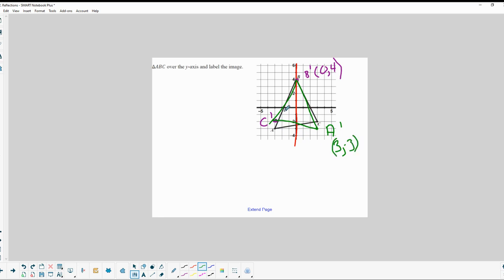And this one would be negative 1, 2, 3, negative 2. So C prime would be negative 3, negative 2. And you get the idea, right? Okay, so that's the one we just did. We just rotated over that y-axis.